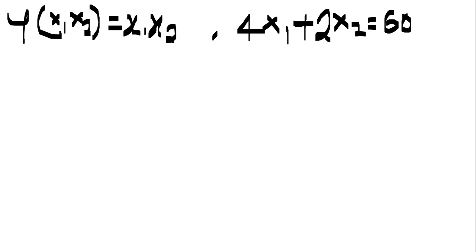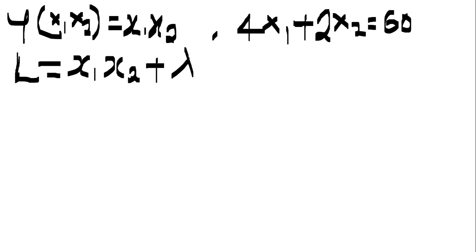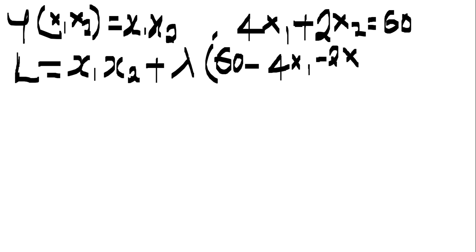So we know that the first thing is to set up the Lagrangian function. So L is equal to x1 x2 plus lambda. We open the brackets. We write our 60. Then these guys should cross the equal sign. So this will become minus 4x1 minus 2x2.